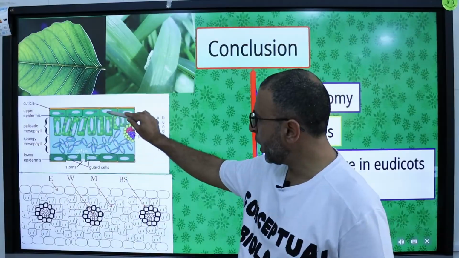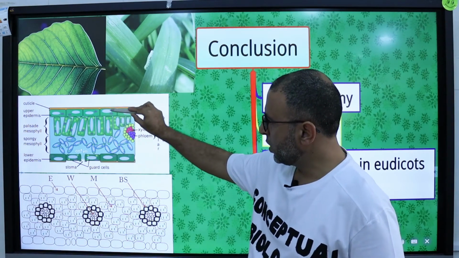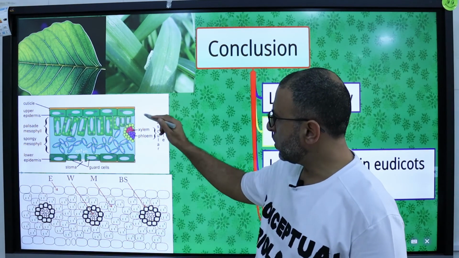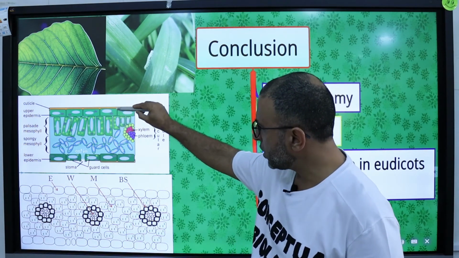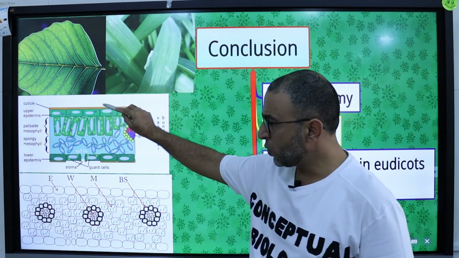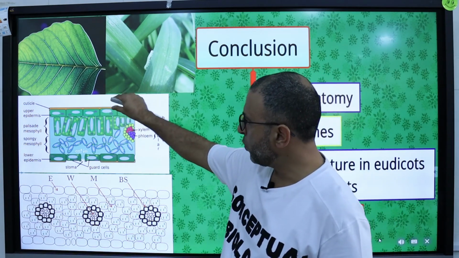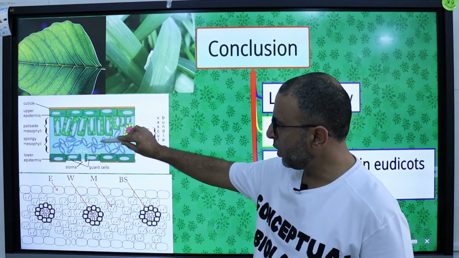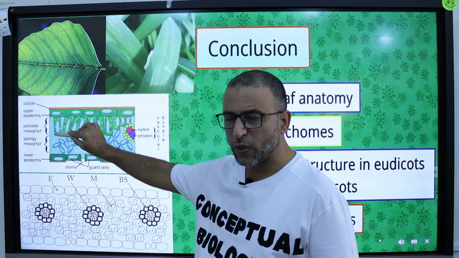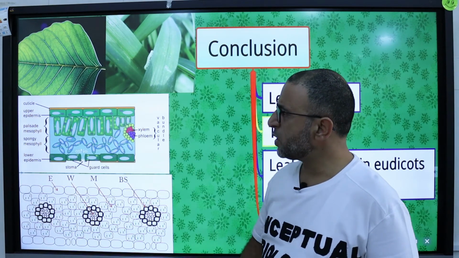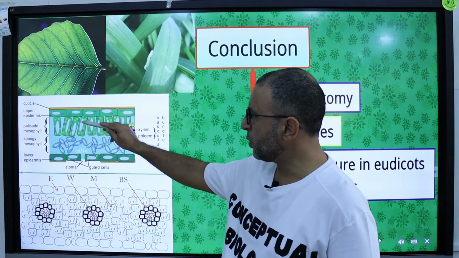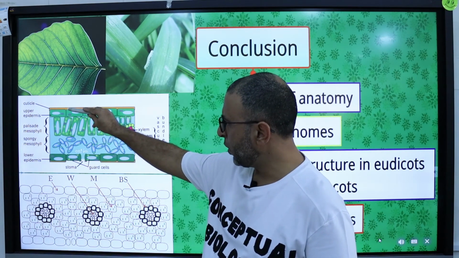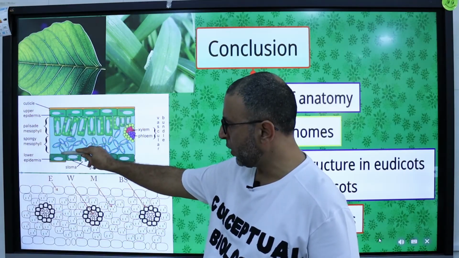Leaf blade has upper epidermis and lower epidermis. The cells of upper epidermis and lower epidermis are transparent, and these cells also secrete a waxy layer which is called cuticle. Cuticle in case of upper epidermis is thicker as compared to lower epidermis. In between the upper epidermis and lower epidermis, mesophyll cells are present, and mesophyll cells are differentiated into palisade mesophyll and spongy mesophyll.